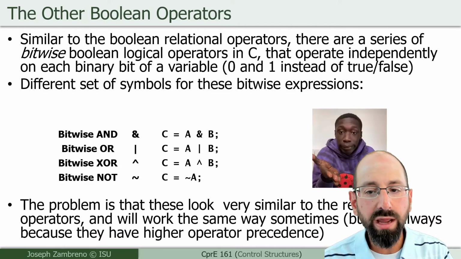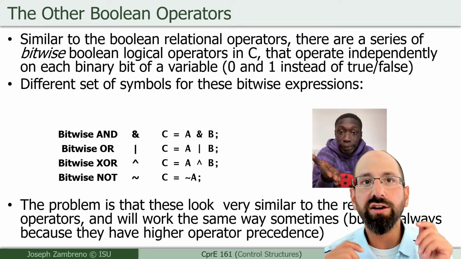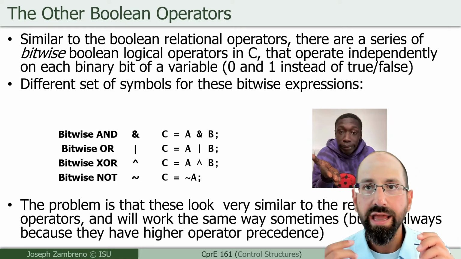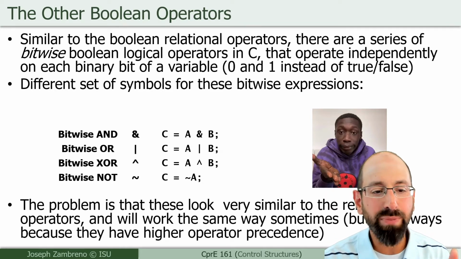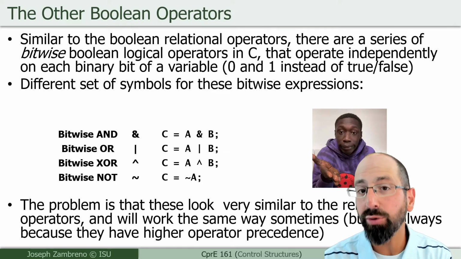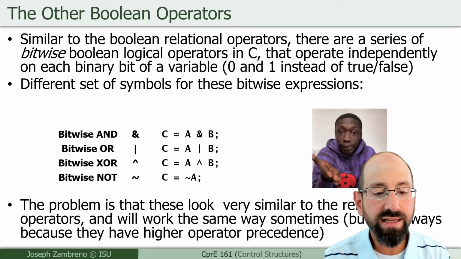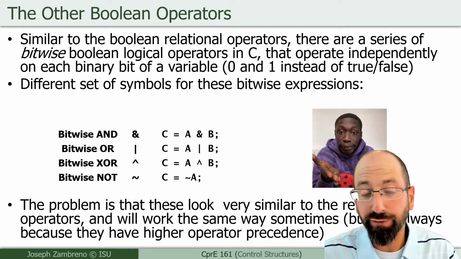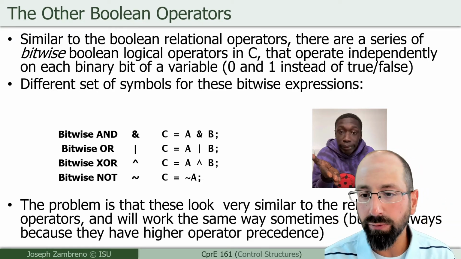This is a bit of a segue, but there's another set of Boolean operators in C, for better or for worse. They are similar to the Boolean relational operators for which we check and, or, and not. But these other operators in C operate independently on each binary bit of the variable, the zeros and ones of the actual encoding of that variable in memory, instead of a true/false relational value. Those are a different set of symbols, but they look really similar, and this can be a source of frustration. And I think it's fair to be frustrated by this as a C programmer, that there's a bitwise AND operator. And we'll see an example of this.